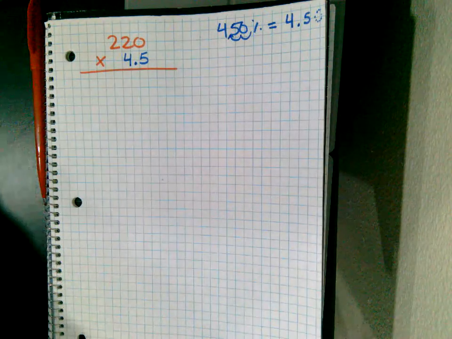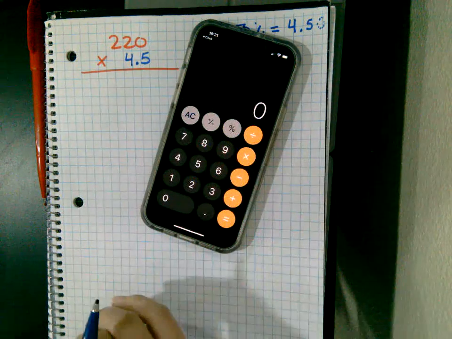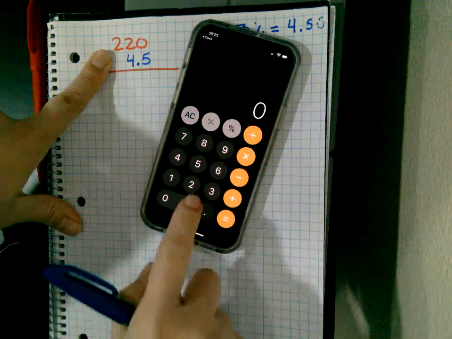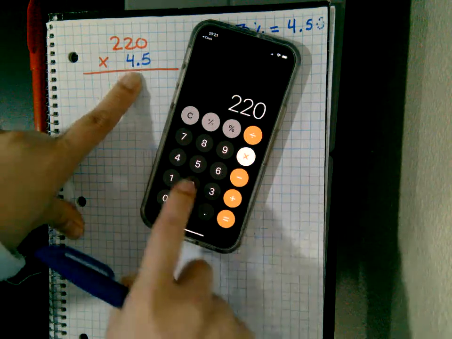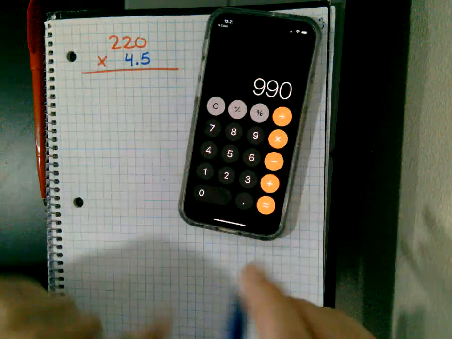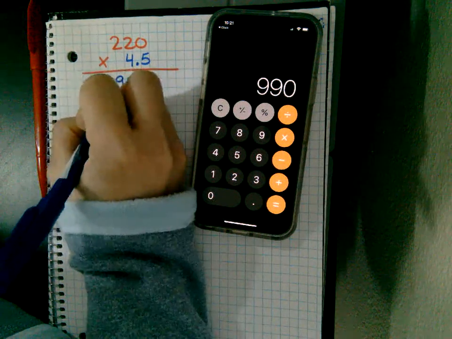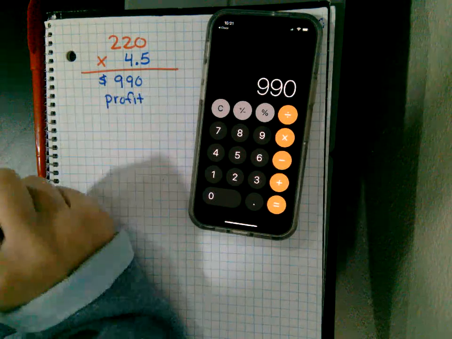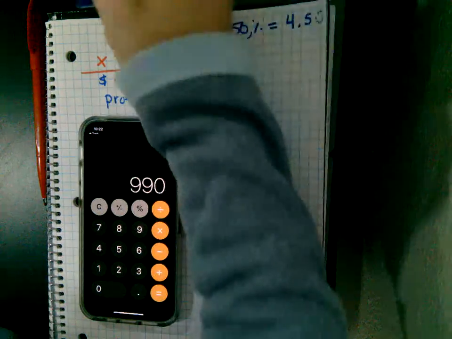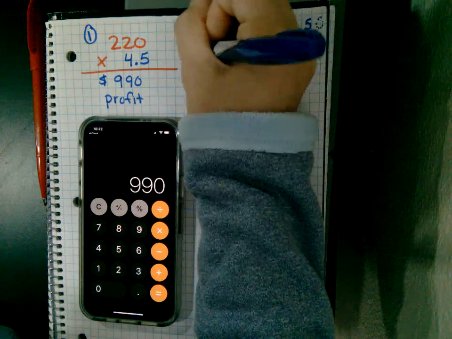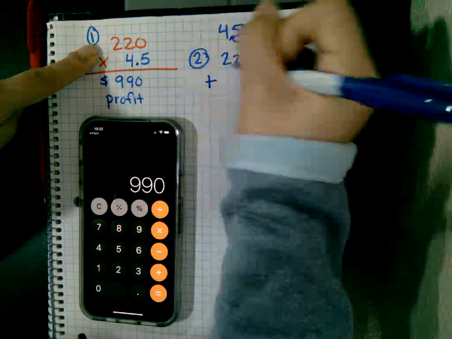Okay, now take your phone, your calculator, whatever you're using as a calculator, plug these 2 numbers in. 220 times 4.5 equals 990. 990 is called the profit. That's how much Apple is making. Now what we're going to do, so this is your first step. Your second step, you take the original cost to make the price, and you're going to add your profit.